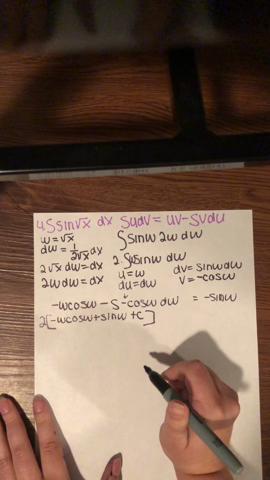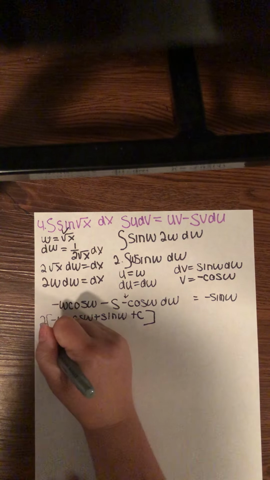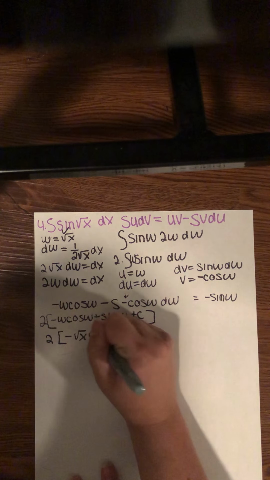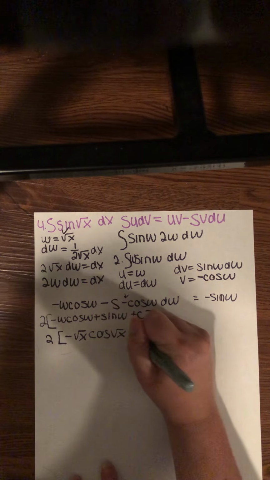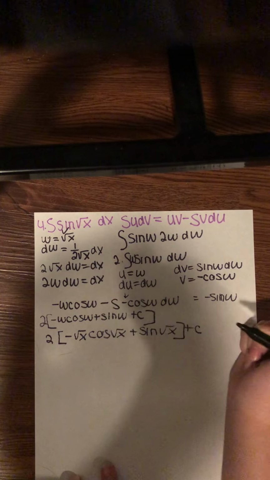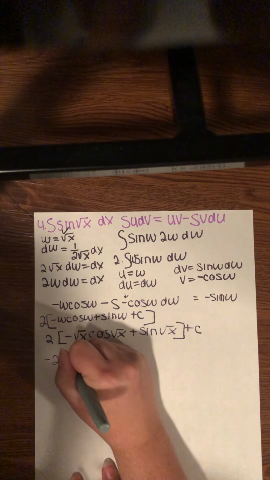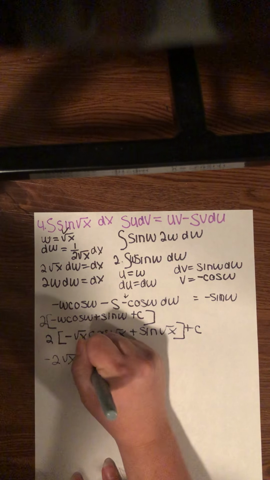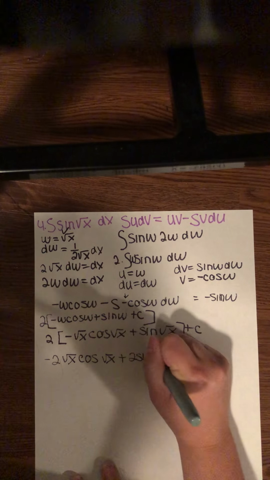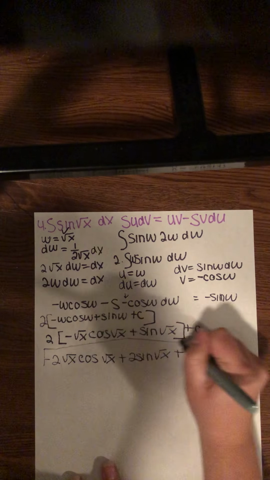And now we're almost done. We just need to put the original value for w back in. So the answer will be 2 times negative root x cos root x plus sine root x plus c. But we see here that the 2 needs to be put back in. So we're going to multiply that out and distribute it to both terms. Negative 2 root x cosine root x plus 2 sine root x plus c. And this is going to be our final answer.